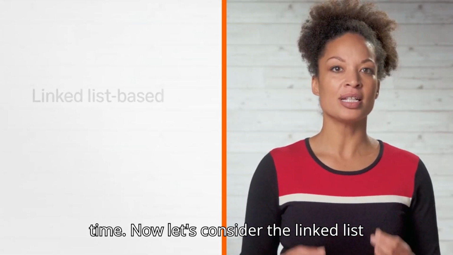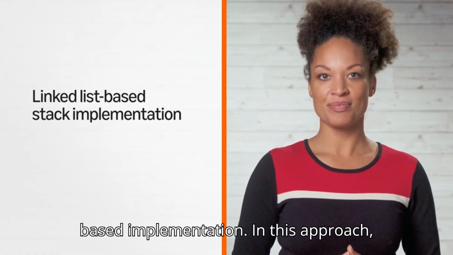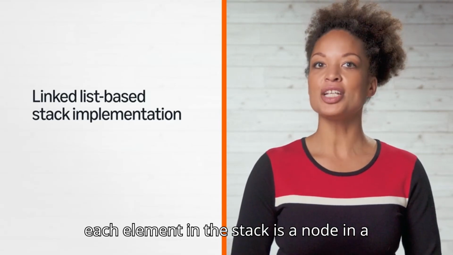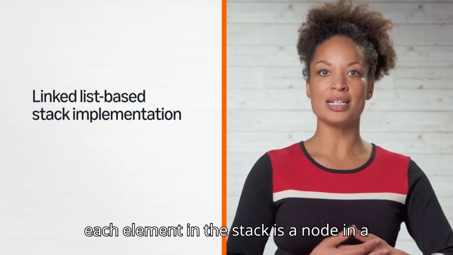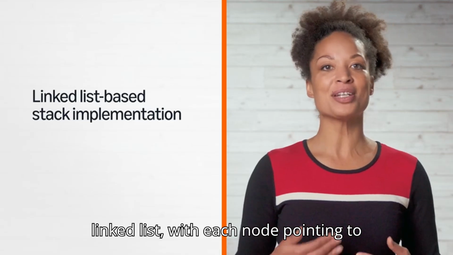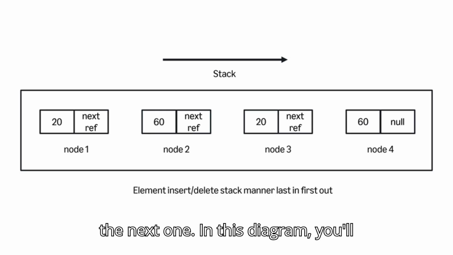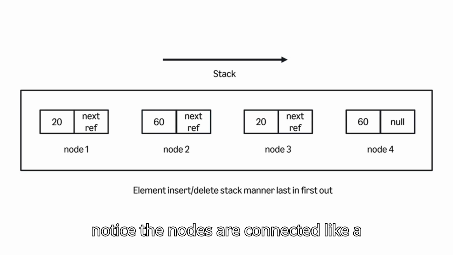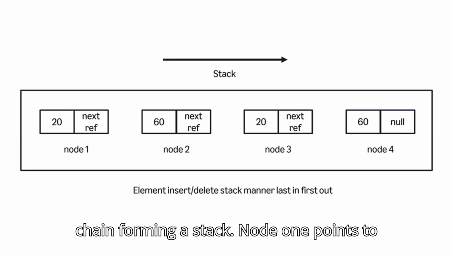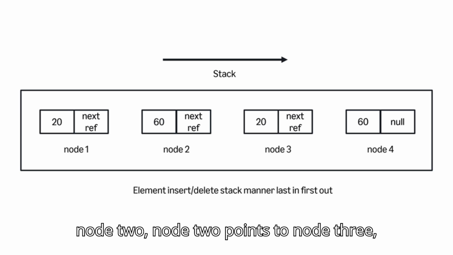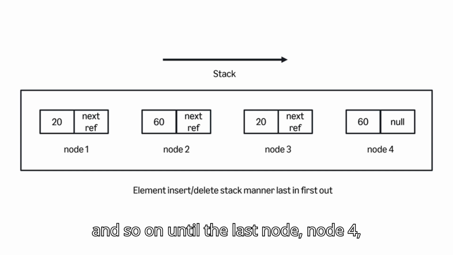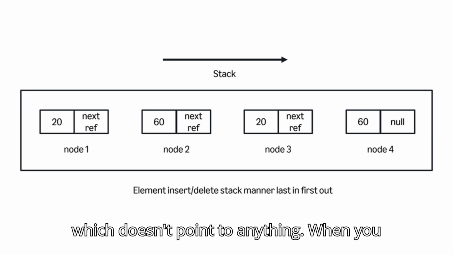Now let's consider the linked list-based implementation. In this approach, each element in the stack is a node in a linked list, with each node pointing to the next one. In this diagram, you'll notice the nodes are connected like a chain forming a stack. Node 1 points to node 2, node 2 points to node 3, and so on until the last node, node 4, which doesn't point to anything.